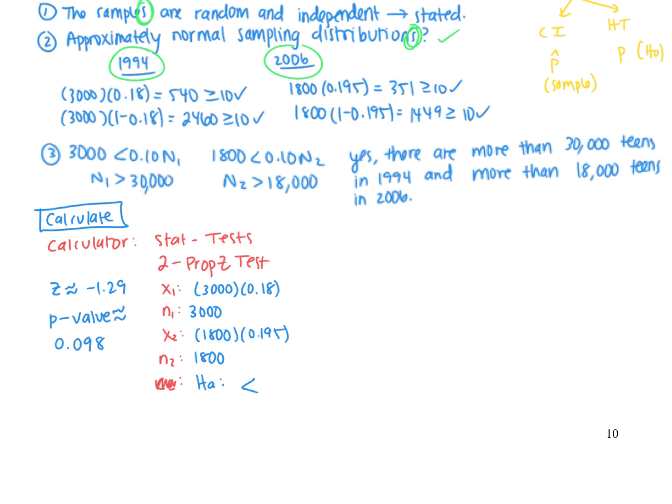Did you guys get that? Okay, I want to remind you, x has to be a whole number. So in our case, we did 3,000 times 0.18, and that gave us a whole number. If it gives you a decimal, the calculator won't calculate it, in which case just round to the nearest whole number. Okay, we good so far?